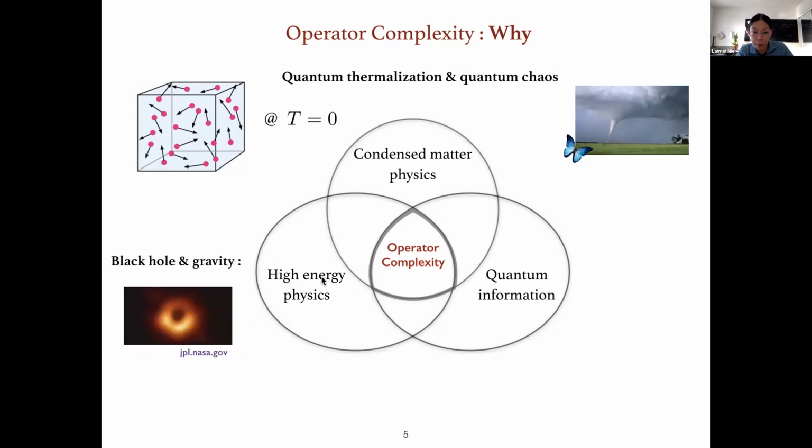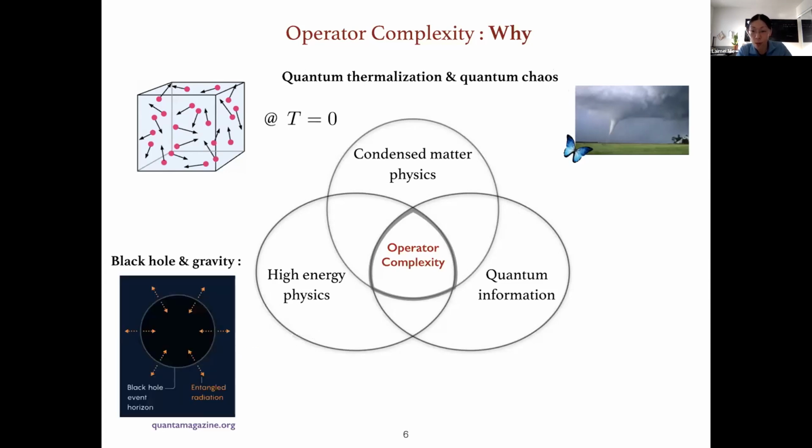And the high energy community cares about operator complexity or growth of operator complexity due to black hole physics. Not the classical aspect of black holes, but rather the quantum aspect of black holes. For instance, how can the quantum dynamics of black holes process information so quickly and so efficiently?